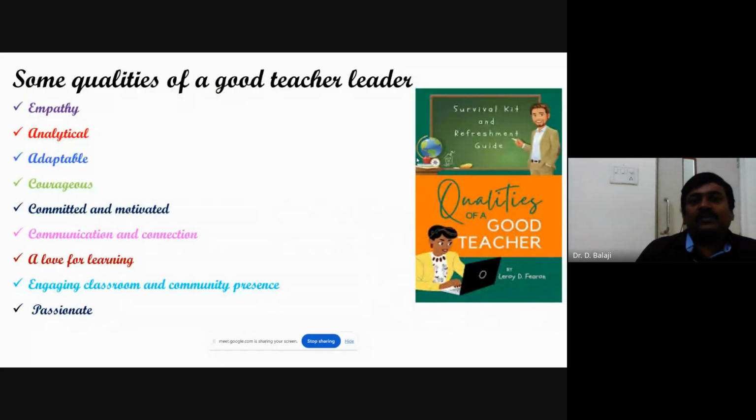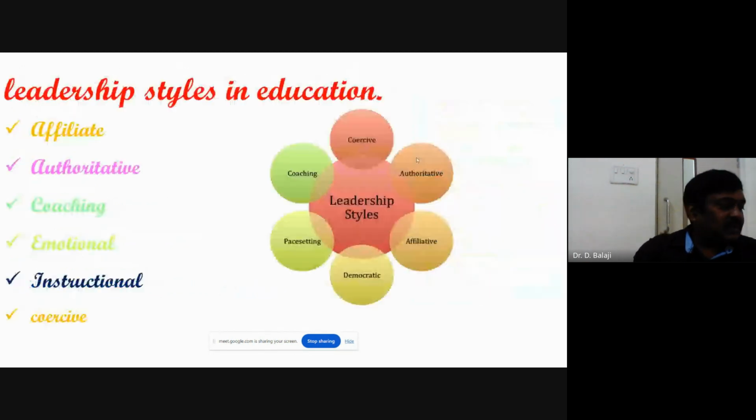Apart from that, what are some qualities of a good teacher? As I said: empathy, analytical, adaptable, courageous. A teacher should be courageous, whatever situation arises. Committed and motivated, communication and connection, love for learning. A teacher is an everyday learner, so there should be a love for learning. Engaging classroom and a community presence. And passionate: they should have passion for teaching, passion for leading, passion towards the development of the students and learners.